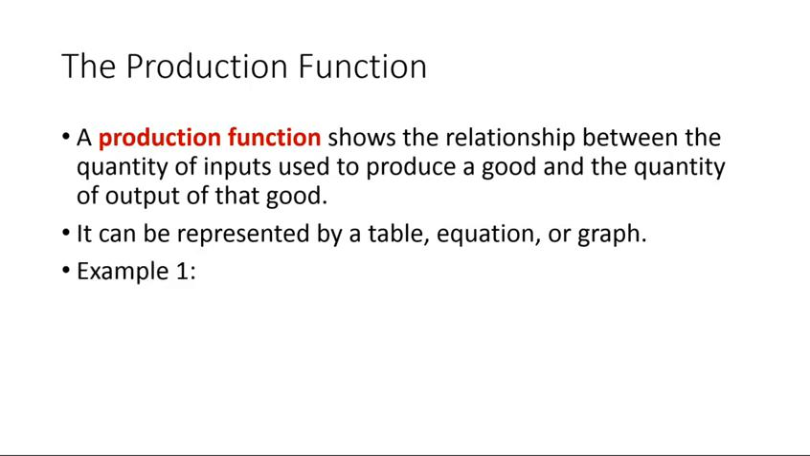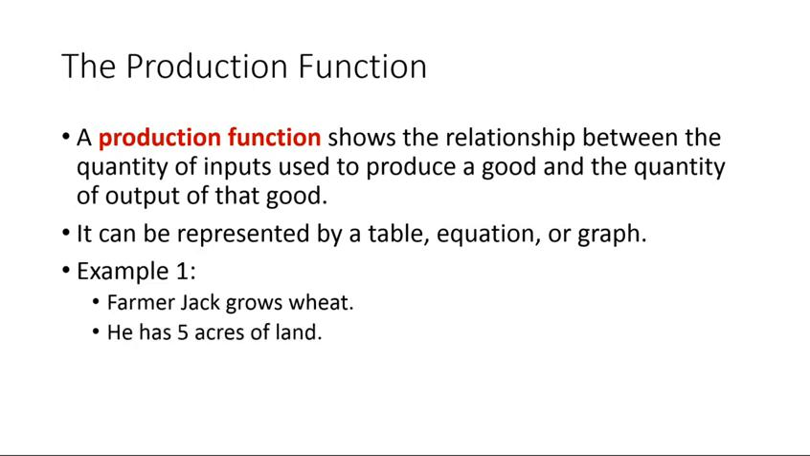And in our first example, we're going to look at Farmer Jack, who is growing wheat. He has 5 acres of land that he is using to grow wheat, and Jack has the freedom to hire as many workers as he would like. What we're going to look at on the next diagram is how Jack's output, how his production in terms of bushels of wheat, fluctuates as he changes the number of workers that he is using.